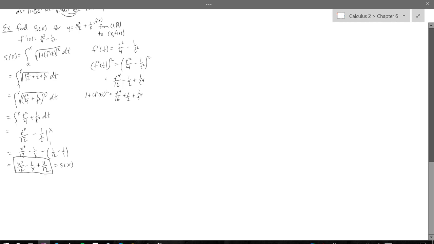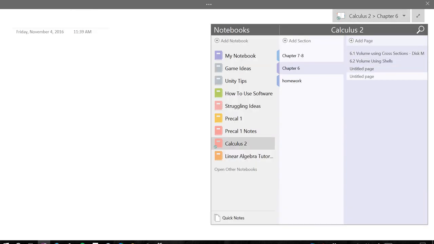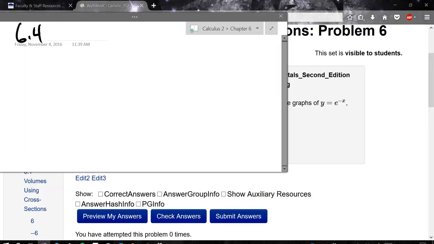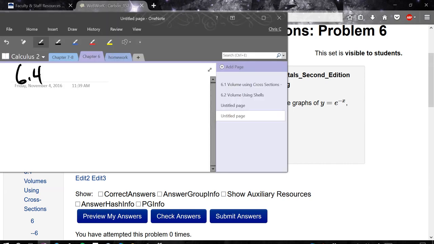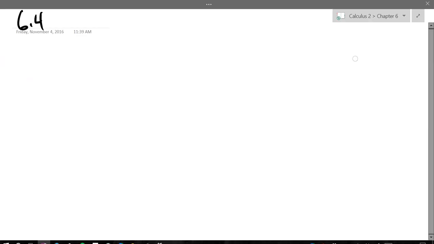So how do we make it difficult? We're going to take arc length and we're going to rotate it. And it's going to turn into a surface of revolution. So that's going to make arc length feel very similar to finding a volume of revolution. So that is our next section. So this is 6.4, surface area.